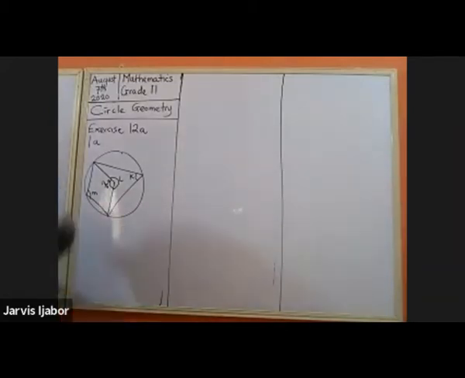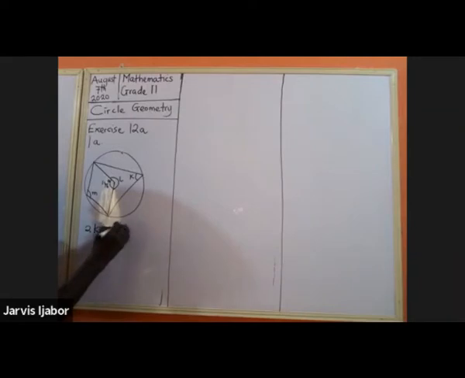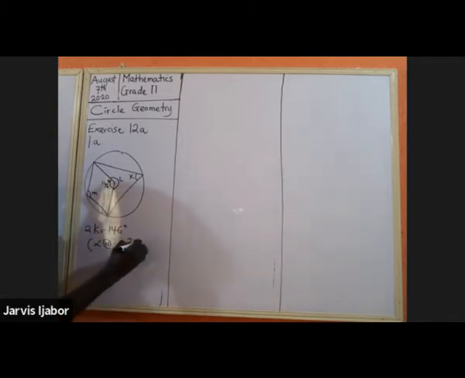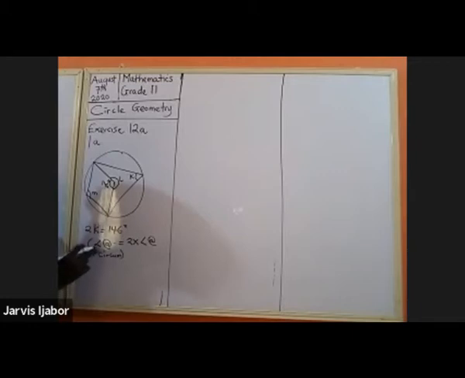Now, look at this diagram. 2K will be equal to 146. What is the reason? Angle at center equals 2 times angle at what? Circumference. Angle at center equals 2 times angle at the circumference. So this will mean that K will be 146 divided by 2, and that is 73 degrees.